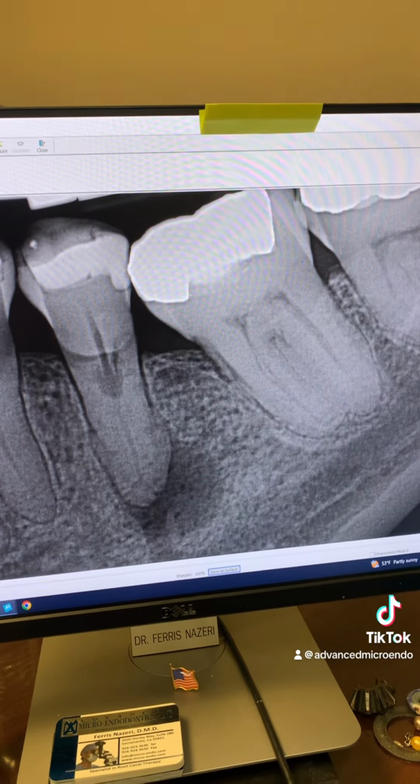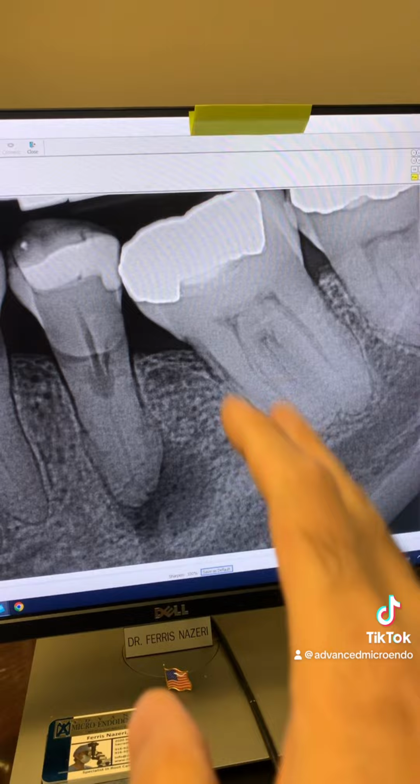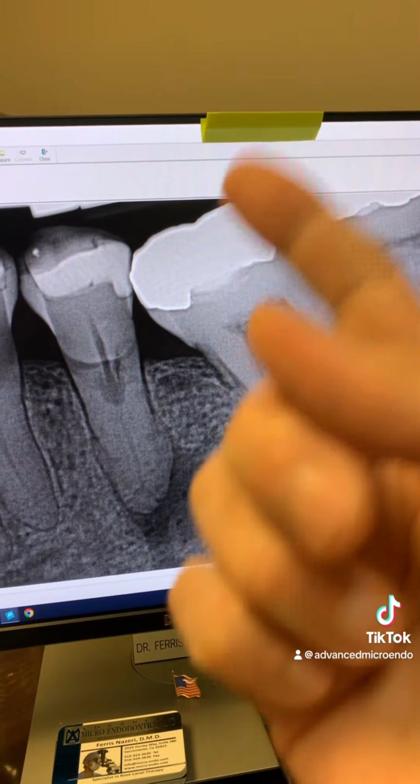We can try the root canal, no promise or guarantees, only time will tell. The root canal could fail, then you would have to pull the tooth.